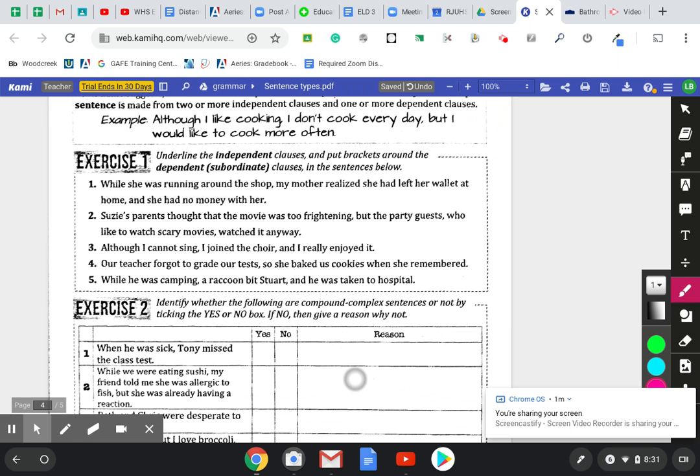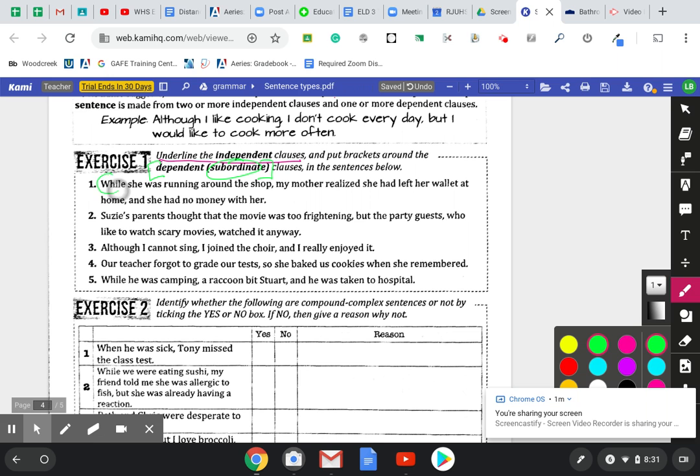So what they want you to do is underline independent clauses and put brackets around dependent clauses. Okay. So I'll also circle the subordinating conjunction just because I find that helpful. And maybe I'll circle all conjunctions. So number 1: while she was running around the shop, my mother realized she had left her wallet at home and she had no money with her.